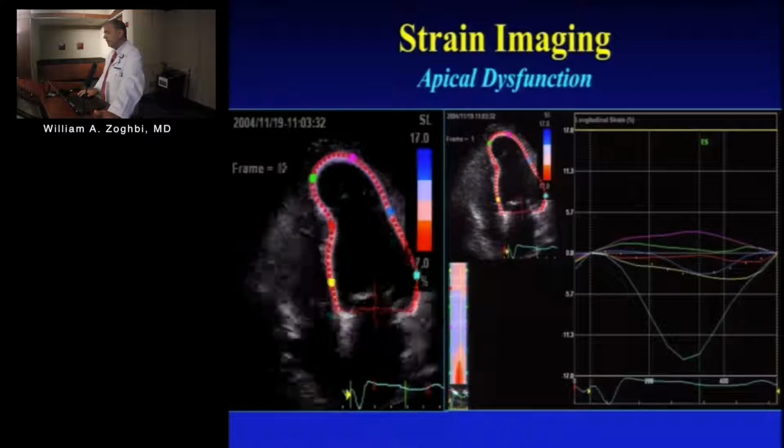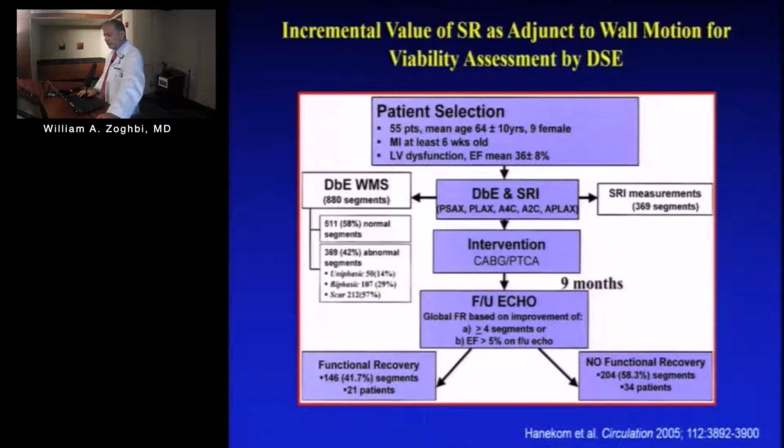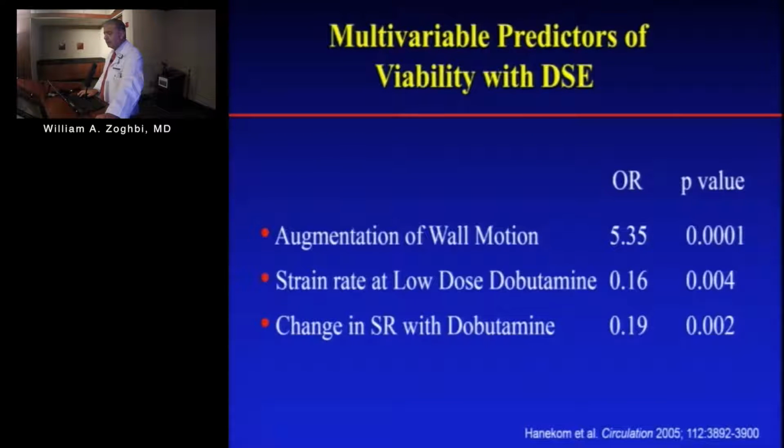Now, you could use quantitation. This is strain imaging. And there are a few studies, and this is from Tom Marwick's group, looking at strain rate imaging or strain, basically quantitating what you see with the eye. And basically, you can reproduce what we just talked about here in the eye, looking at changes in strain and strain rate. And this is the multivariable predictors of viability with dobutamine stress echo, augmentation of wall motion. So this is the visual augmentation in wall motion. Strain rate at low dobutamine, also predictive, and the change in dobutamine. So your eye is still very helpful, but you could quantitate it.